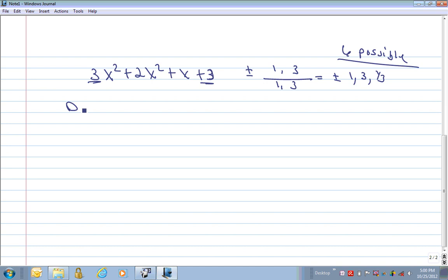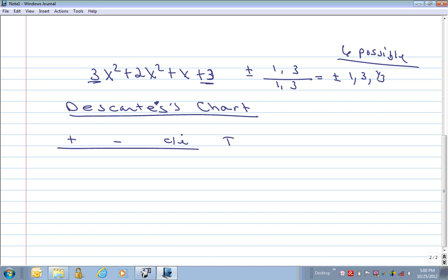So let's go back and do that again. So we're going to start with our positive, our negative, our complex imaginary, and our total. All right, well, we know our total is going to be 3. We know our total is going to be 3.